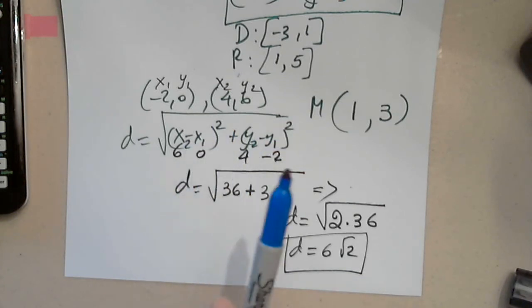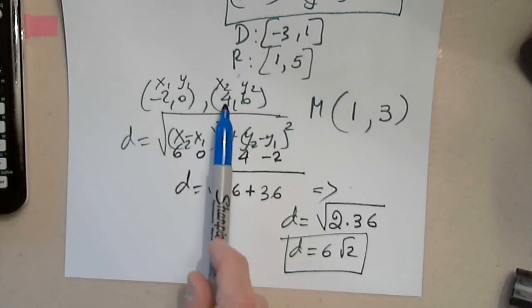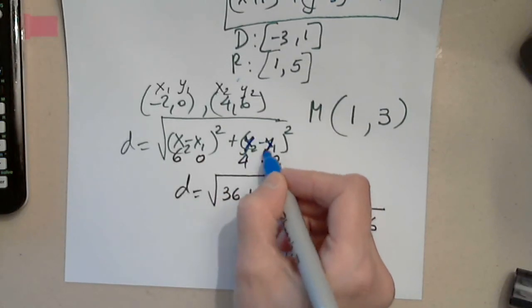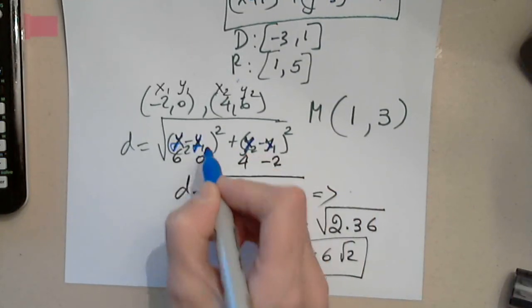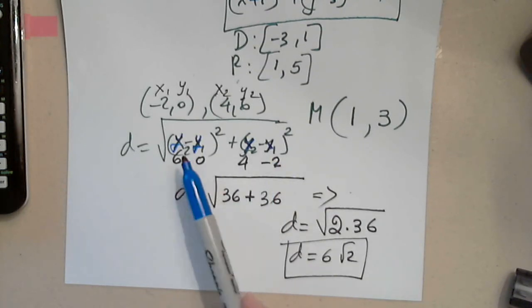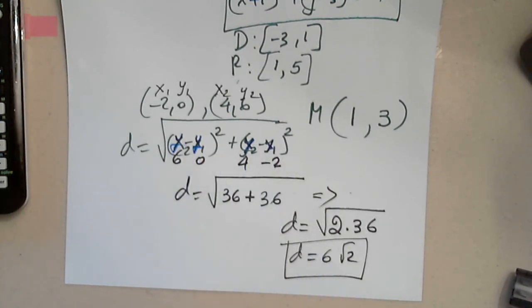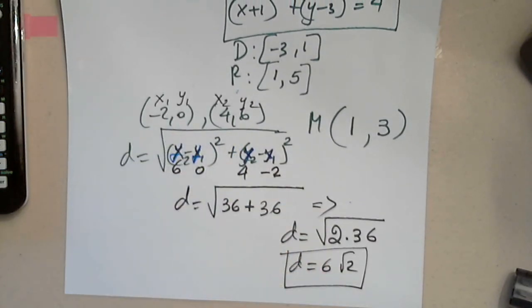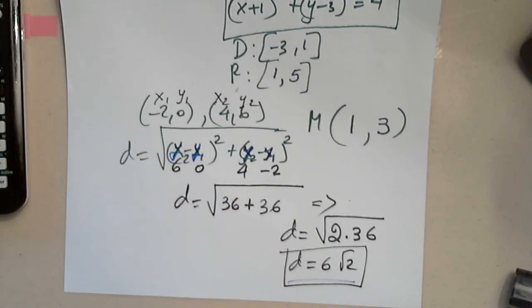I should have started with x. So 4 minus -2. So this is x. Thank you. Yes, it's the same thing, but you're correct. So I should have followed the rule. It doesn't matter which way you add them, but I should have followed x2 minus x1, y2 minus y1. I started with y. No excuse. Doesn't change anything, but that's not what I said.